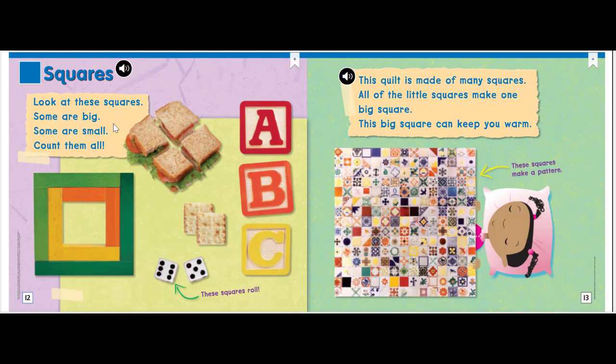Squares. Look at these squares. Some are big, some are small. Count them all. Look, somebody turned this sandwich into 4 squares. This quilt is made of many squares. All of the little squares make one big square. This big square can keep you warm.